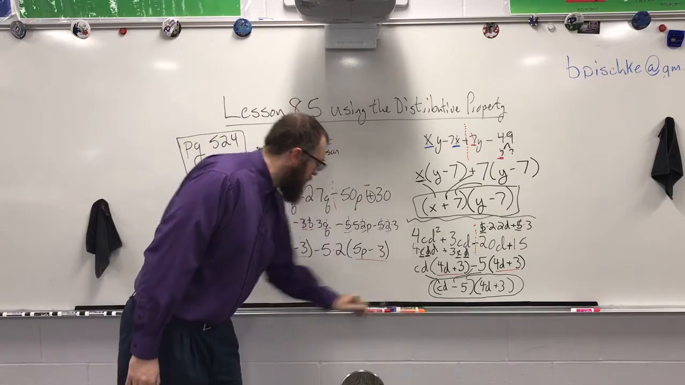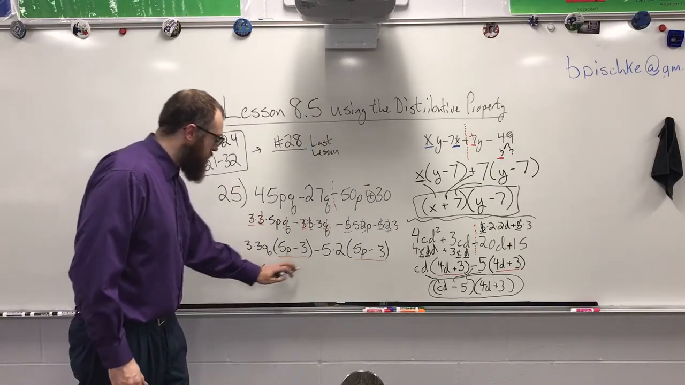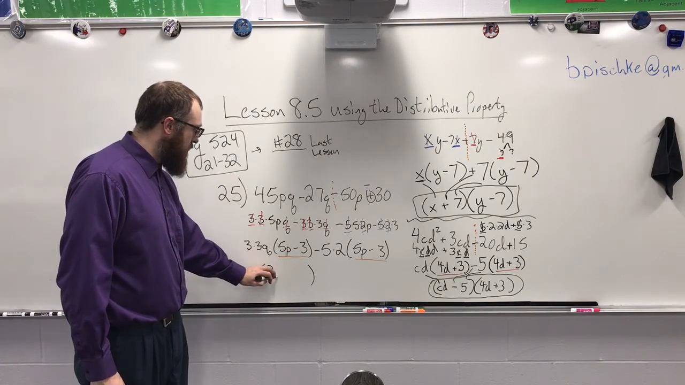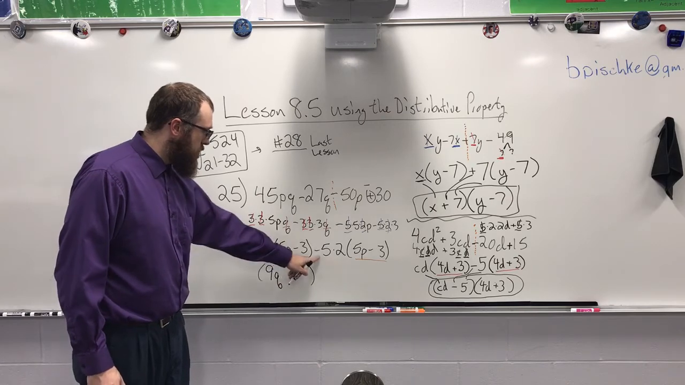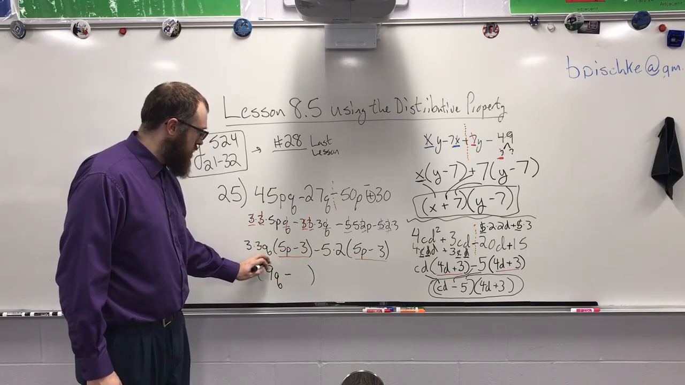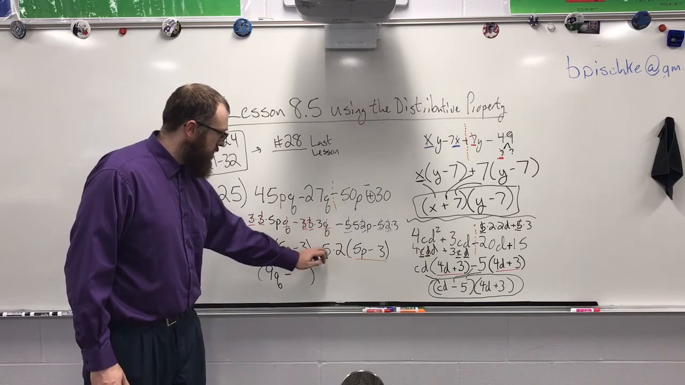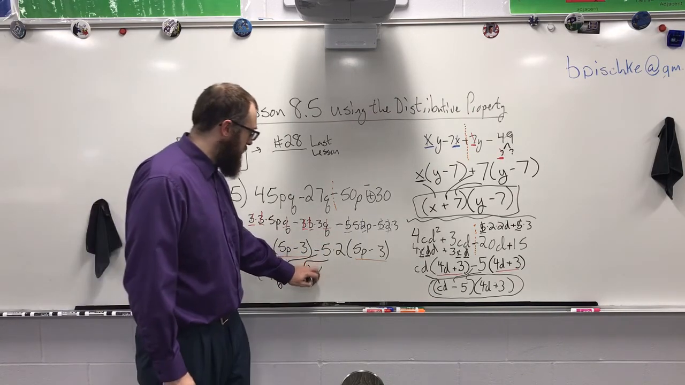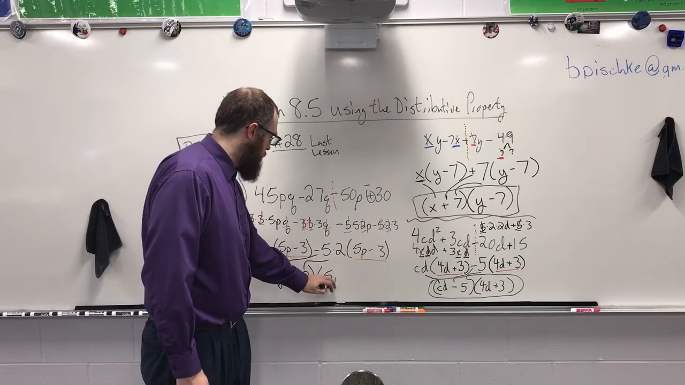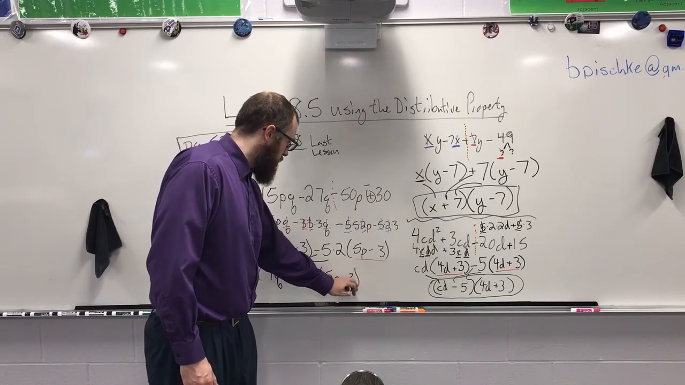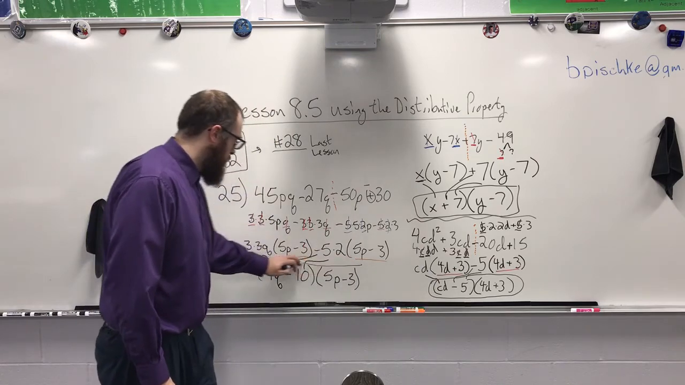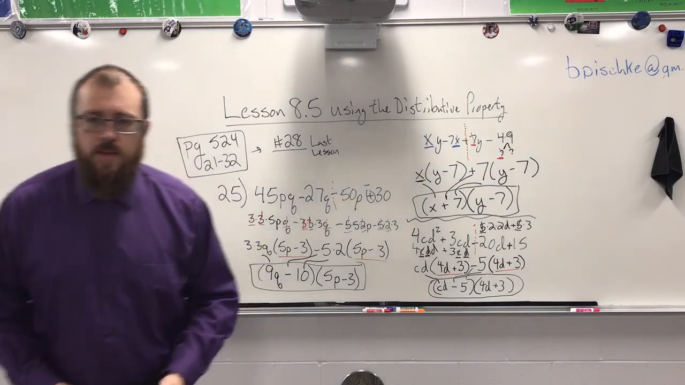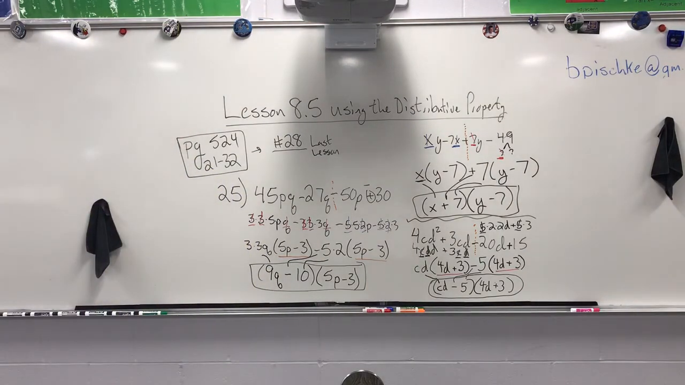Now we can clean this up and write it as a whole. Our first parenthesis, everything outside, we can clean it up here. 3 times 3 is 9q minus 5 times 2 is 10. And in my second parenthesis, I have 5p minus 3. Remember that I only need one of those. I don't need two of them to make the problem work.